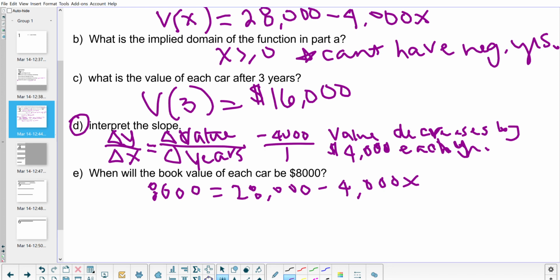Okay, so that looks like 8,600. That's 8,000. Okay, so you're going to solve this equation. So pause. You should get x equals 5, and that's in years. So x equals, and you always have to have units with these word problems. X equals 5 years.